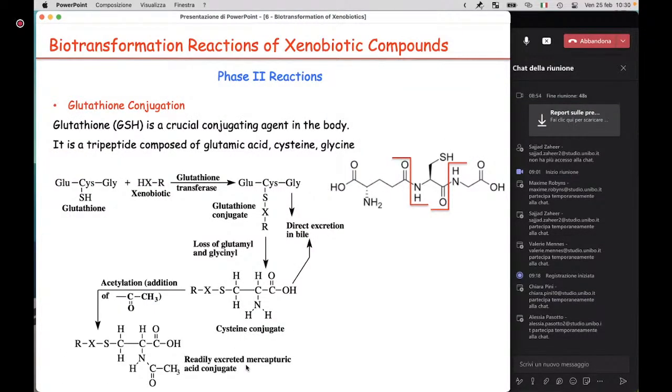Less frequent, but very important, is glutathione conjugation. Glutathione is probably the single most important detoxifying compound in our body. Glutathione is this molecule. It is a tripeptide. It means that it is made up of 3 amino acids connected together.